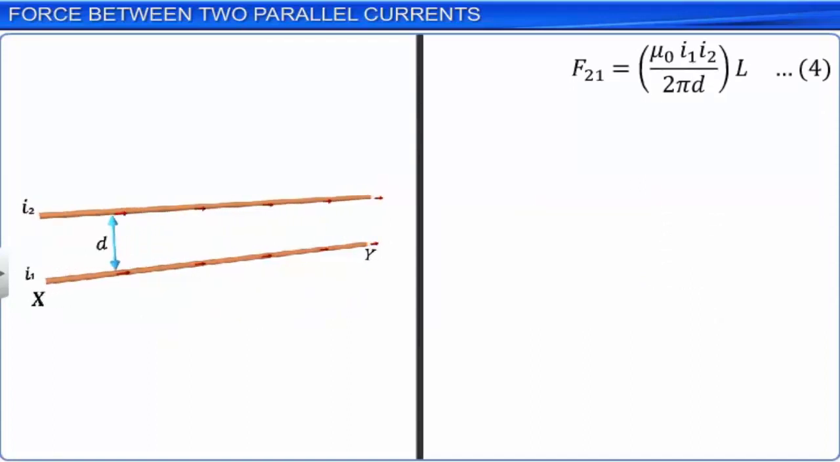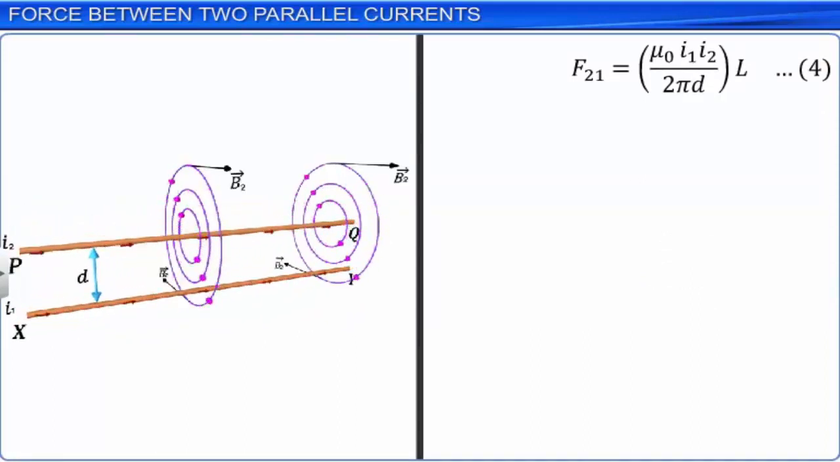As discussed earlier, the current-carrying conductor XY experiences the same force due to the magnetic field produced by the current I2 in the conductor PQ. This is in line with Newton's third law. The magnitude of the magnetic induction due to the current-carrying conductor PQ is B2 is equal to mu naught I2 by 2 pi d. Let this be equation 5. The direction of the magnetic induction due to current I2 through PQ can be found by the right-hand rule.